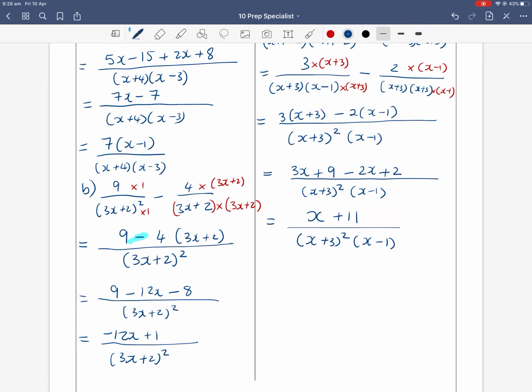So self-check, can you factorize the numerator anymore? No. Can you factorize the denominator? Well, it's already factorized into product of factors. Is there anything in common in your factors top and bottom which you can cancel? In this case, no. So we'll leave it alone, and that's the final answer for part C.